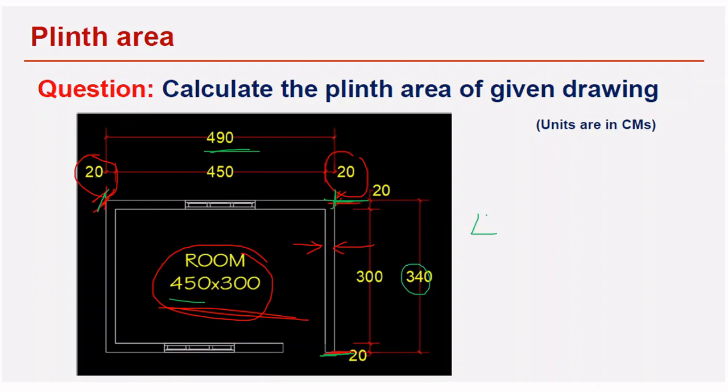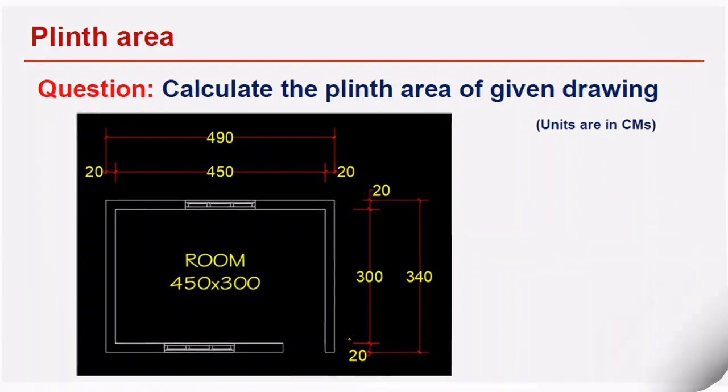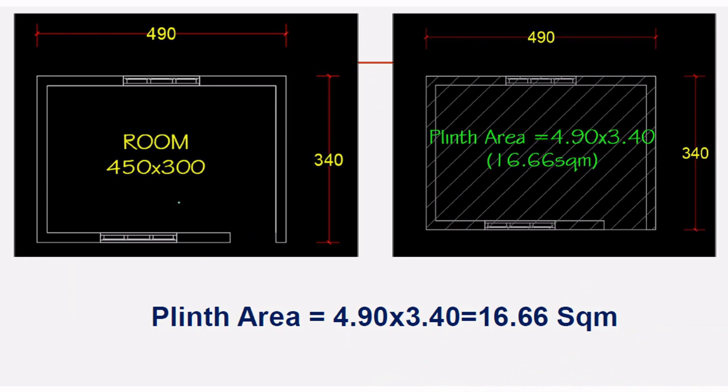Once we get that, we can easily multiply. 490 into 340, we are getting the value for the plinth area. So 490 into 340, that is 4.90 into 3.40. Converted to meters, it is 16.66 square meters. So like this, we consider the plinth area.